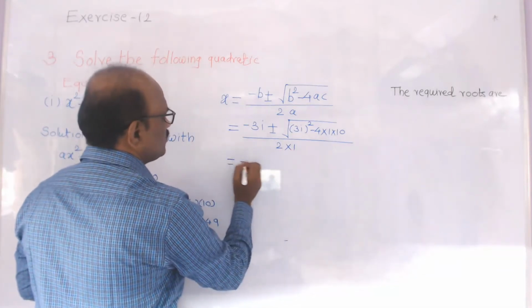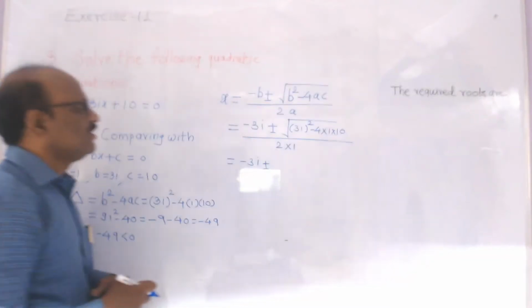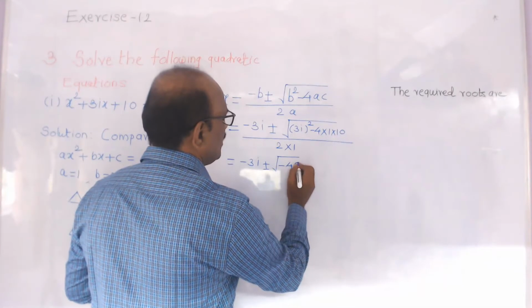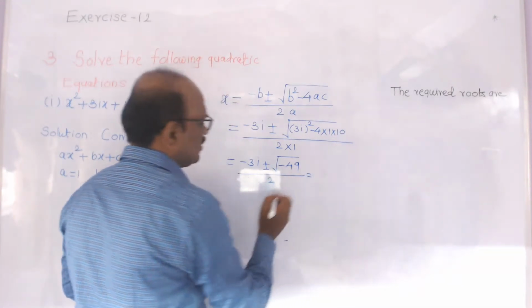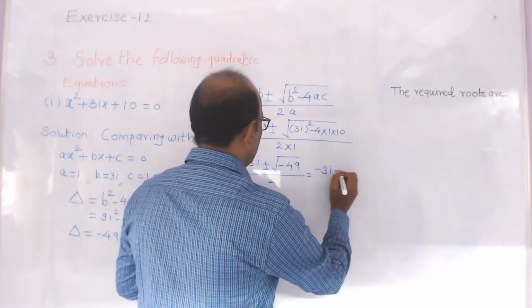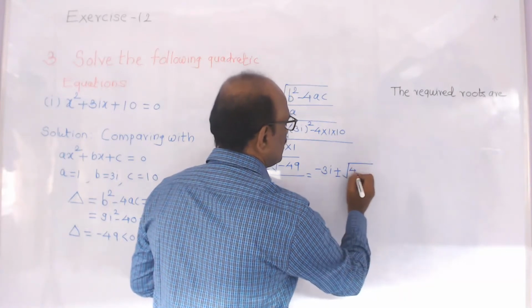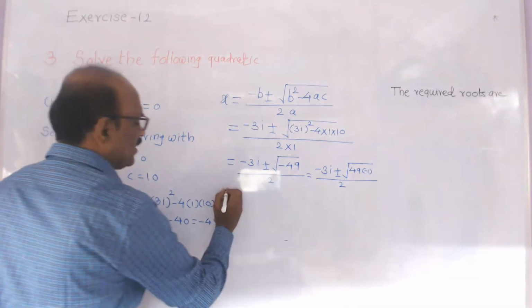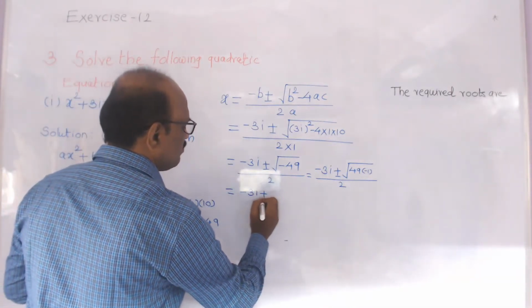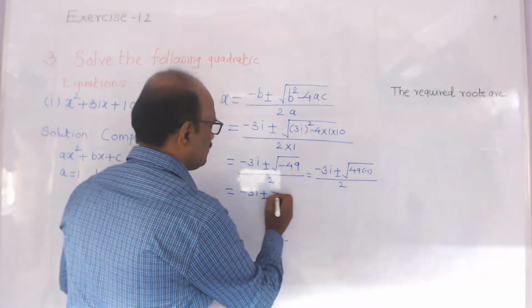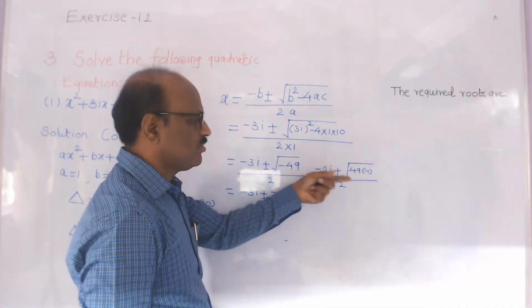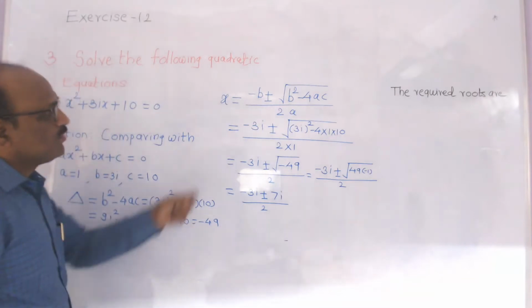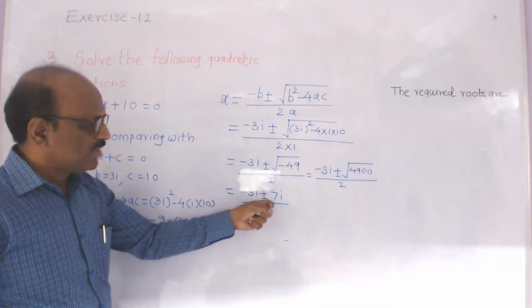Okay, and this equals minus 3i plus or minus. We have calculated the value of delta, that is the root of minus 49, divided by 2. And minus 49 can be written as 49 into minus 1, and this divided by 2. Next is minus 3i plus or minus the square root of 49, which is 7, and the root of minus 1 is i, so here it is 7i, divided by again 2. Therefore we have the two values of x: minus 3i plus or minus 7i upon 2.